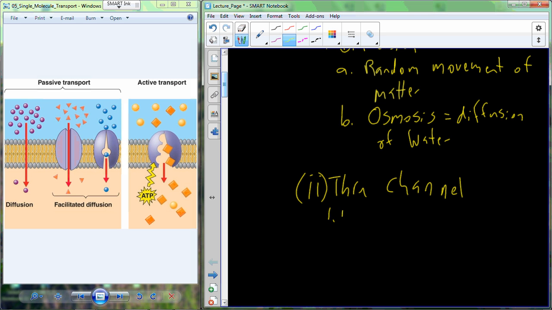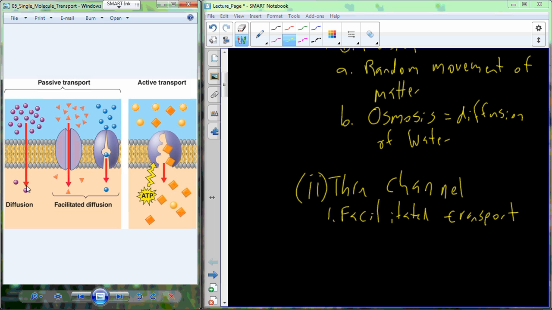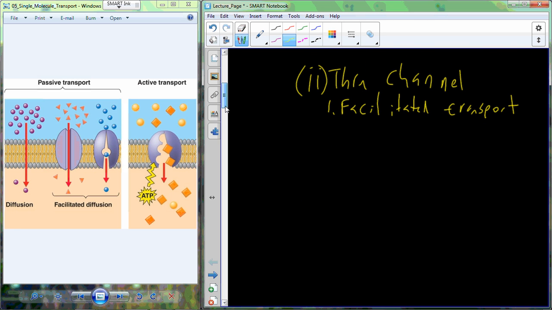So we go through this channel. That channel is what facilitates the process. So we call that facilitated transport. It's still passive, because what is passive? Anyone remember what passive actually describes? Passive, with no need for energy. We're getting the impetus to move because we have this established concentration gradient across the membrane. We're going to facilitate the process now by having the protein present that allows that concentration gradient still to work in the same way, but it just makes it easier for the molecule to cross.